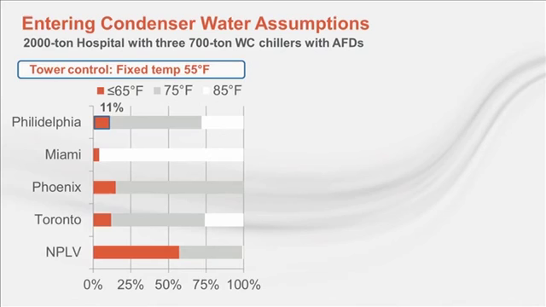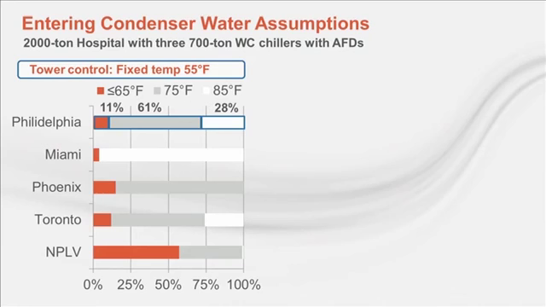MyPLV calculates this chiller, operating in a 3-chiller plant hospital with fixed 55 tower control, will have 11% of the run hours in the 65 degree or less bucket. The 75 to 66 degree bucket is the largest with 61% of the run hours. The 85 to 76 degree bucket has 28% of the run hours.